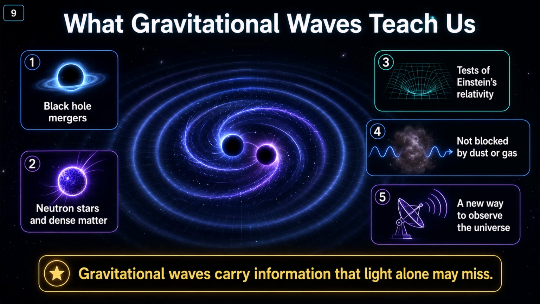Gravitational waves are not blocked by dust, gas, or ordinary matter in the same way light can be. So they carry information from some of the most violent events in the universe. Gravitational waves give us a new way to observe the universe.